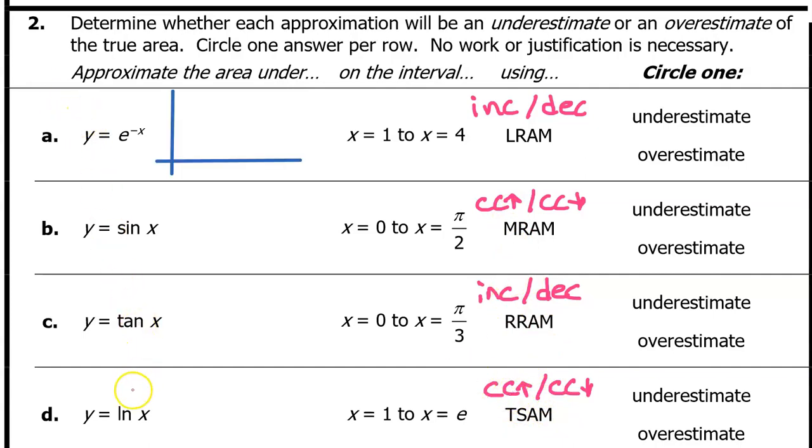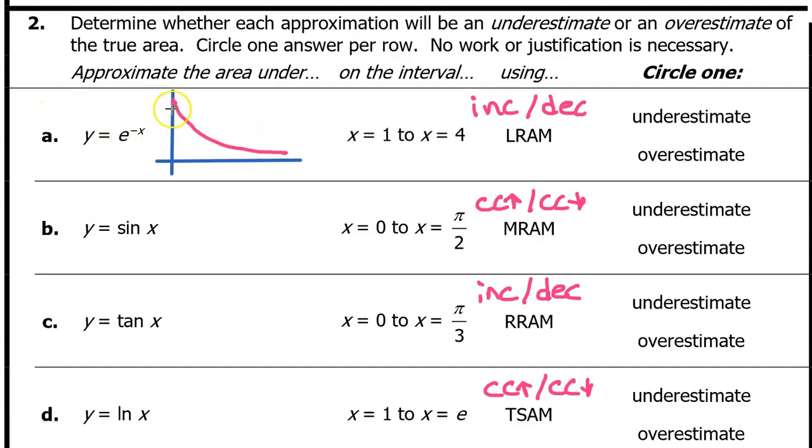To answer these questions, you need to have some knowledge of what the parent functions look like. For part A, let's not start with e to the negative x power. Let's start with the true parent function, y equals e to the x power. You should have memorized that this function looks like this. It's an increasing exponential function. But if you take this and you turn it into e to the negative x power, this is a reflection over the y-axis. So this whole thing is going to flip backwards.